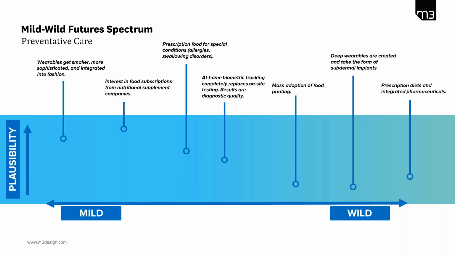And then on our mild to wild spectrum, in the short term, we'll probably see wearables get smaller, but more and more sophisticated. We might see prescription foods start to be prescribed for things like allergies, where it can maybe make a significant difference. And then on the far end, maybe we see the mass adoption of food printing. Maybe that becomes the new microwave. Maybe we see wearables become implantable. And maybe we see prescription diets really get integrated with medication and pharmacology. And that starts to become the normal way that we consume food.